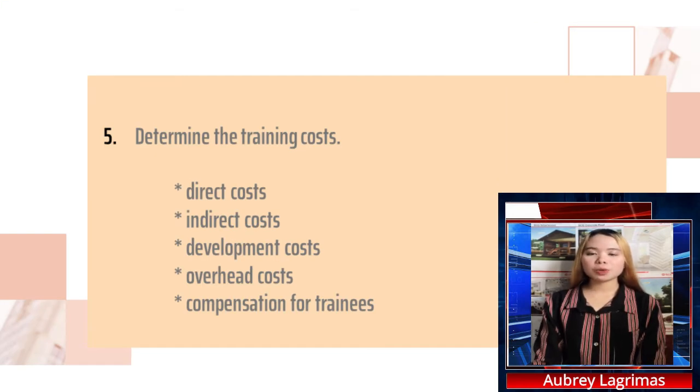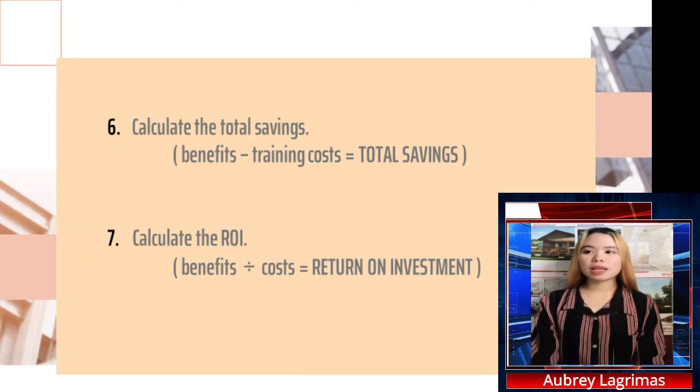All you need to do is to add direct cost plus indirect cost plus development cost plus overhead cost plus compensation for trainees. Calculate the total savings by subtracting the training cost from benefits, and the last step is to calculate the ROI by dividing benefits by cost. The ROI gives an estimate of the dollar return expected from each dollar invested in training.